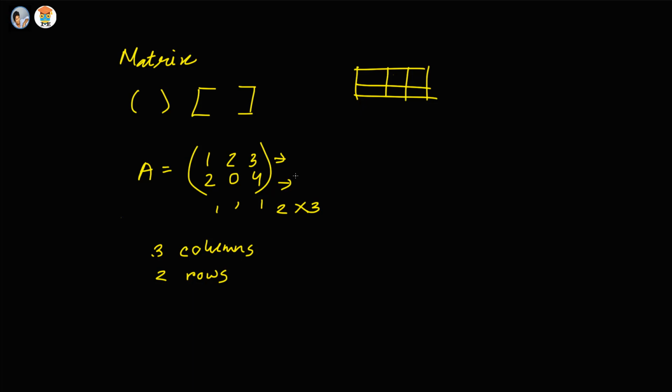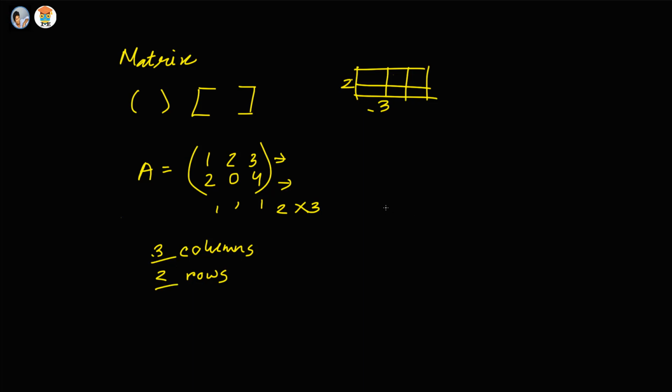For example, let us consider this table a rectangle. So we can say this is a 2 by 3 feet table or a 2 by 3 feet rectangle. Just like that, we'll say this is a 2 by 3 matrix. That means the dimension of the matrix is 2 by 3, which means that there are 2 rows and 3 columns.